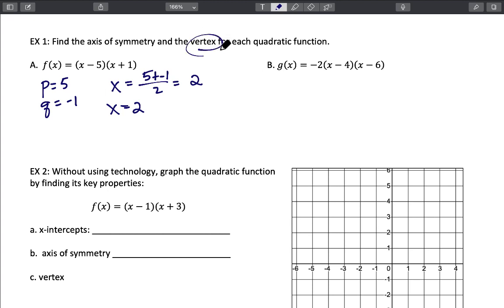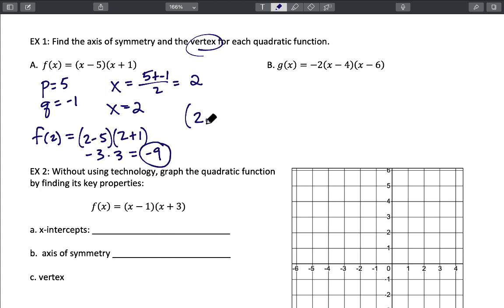To find the vertex, we are going to evaluate our function for that x value of 2. So that means we're going to substitute 2 in for x. That means we're going to take 2 minus 5 and multiply that to 2 plus 1. Well, 2 minus 5 is -3. -3 times a +3 is going to give us -9. So this is our y-coordinate of our vertex, and therefore our vertex is (2, -9).